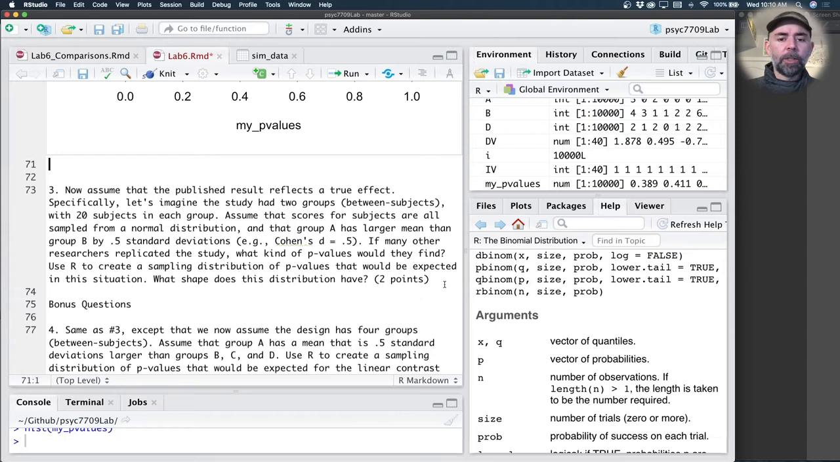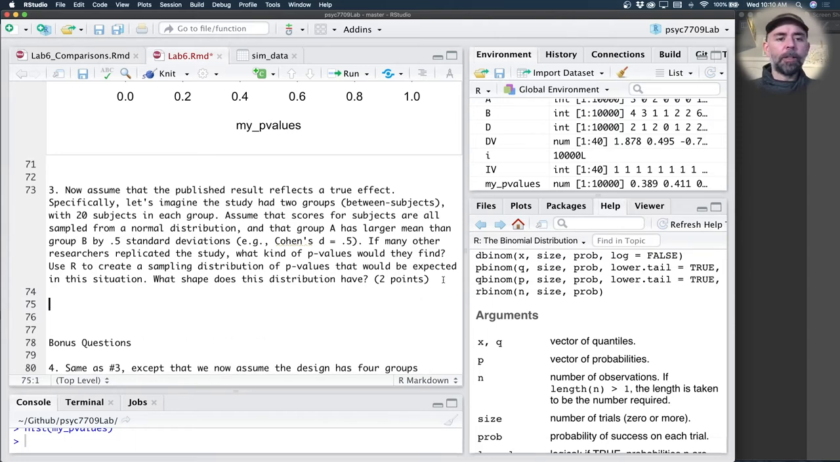All right, moving on to question number three. It's much like the first one, but we're going to assume now that group A has a larger mean than group B by 0.5 standard deviations. So here's a situation where the first effect is true. The effect reported by some researcher is true. If we had a whole bunch of people in the world try to replicate this effect, what would happen?